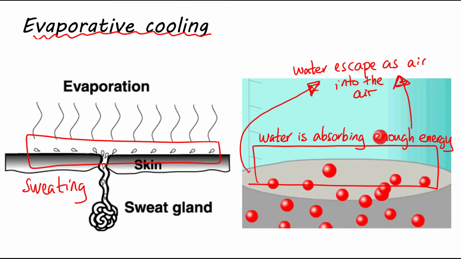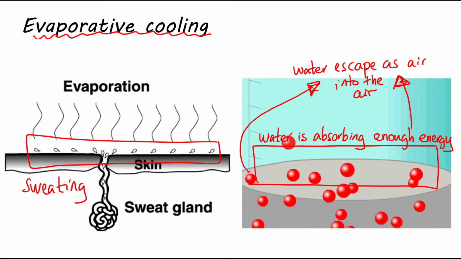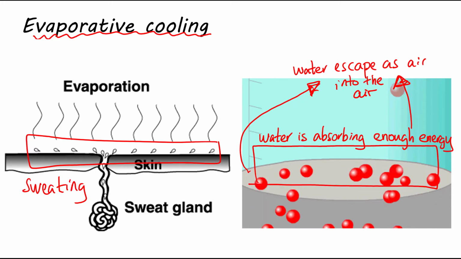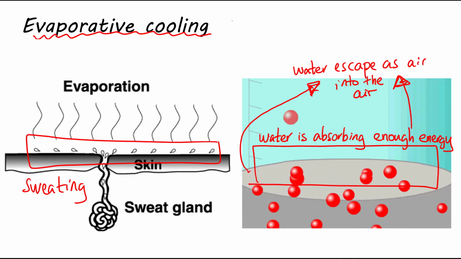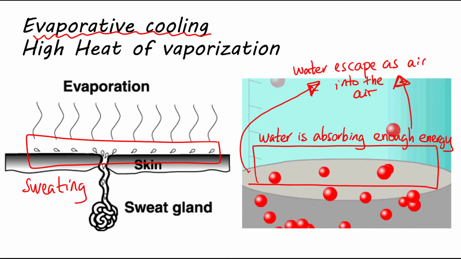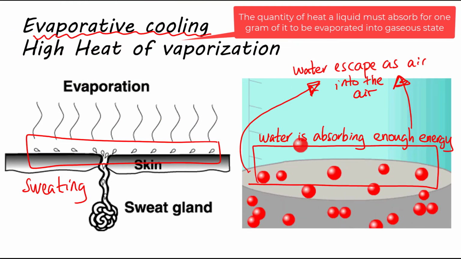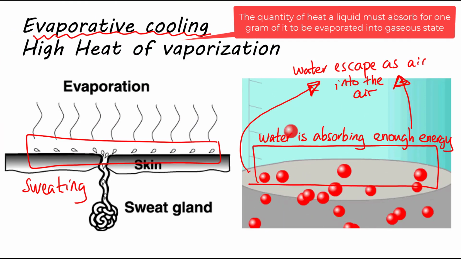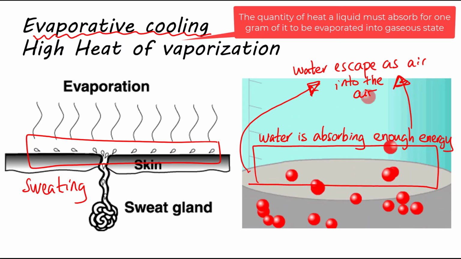Water happens to be able to absorb a lot of heat energy to be vaporized because of the strength of its hydrogen bonds that must be broken. As a result, water has a very high heat of vaporization, which is the quantity of heat a liquid must absorb for 1 gram of it to be evaporated into gaseous state.